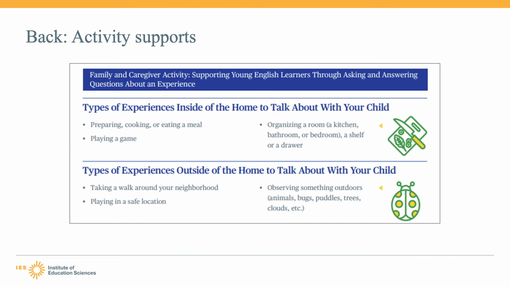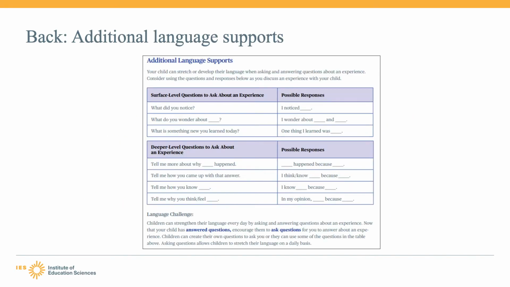On the back, the activity supports will look different depending on the activity. In this sheet, you'll see suggestions for types of experiences in and out of the home to talk about with your child. For example, some of the great ideas that you all had: playing a game, helping around the house, like doing laundry, or observing bugs.